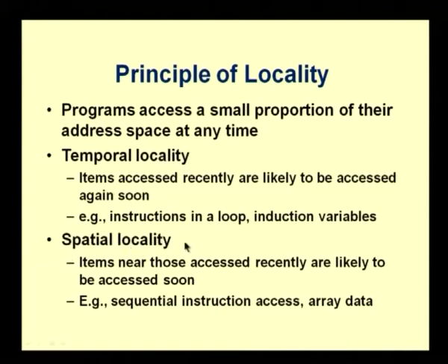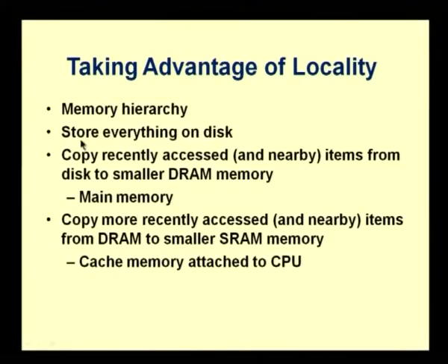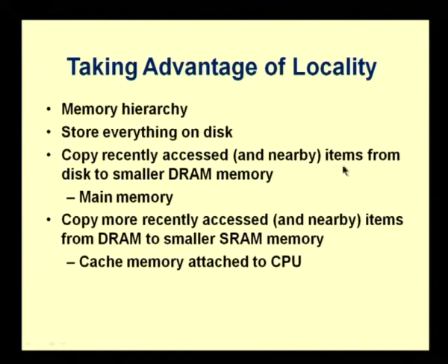It is these two observations of locality that we see in programs that we try to use in our memory hierarchy. So, how do we take advantage of this locality? What we do is store everything on the disk, which is where everything is to start with. But the recently accessed and the nearby items will be copied from the disk into a smaller DRAM memory, which is your main memory.